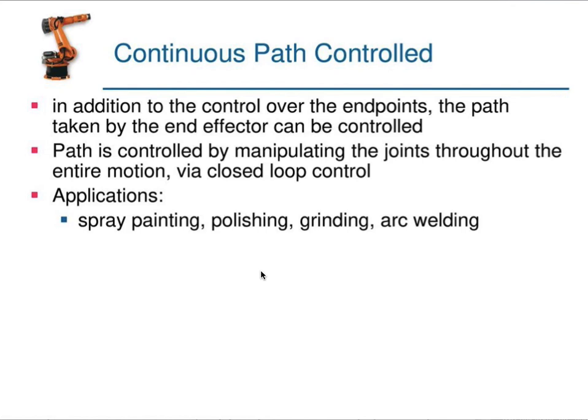As we have told you, in continuous path control, in addition to the control over the endpoints, the path taken by the end effector can be controlled, and the path is controlled by manipulating the joints throughout the entire motion via closed loop control. Where applications are concerned, we can already see this, even this is a continuous path controlled motion, where we are using these actuators and controllers. So we have gone through some actuators, isn't it?